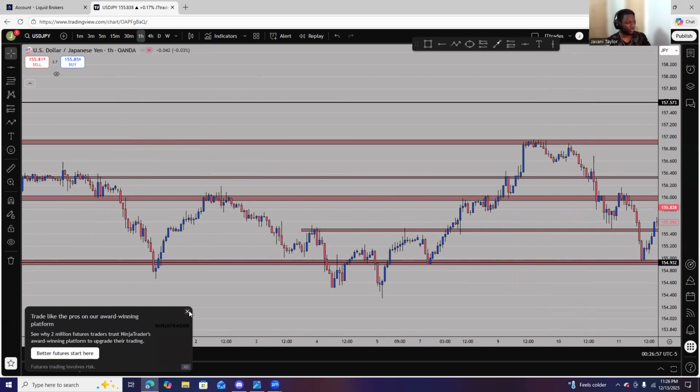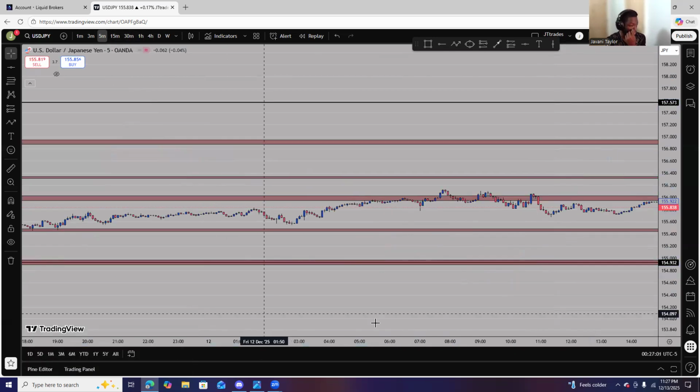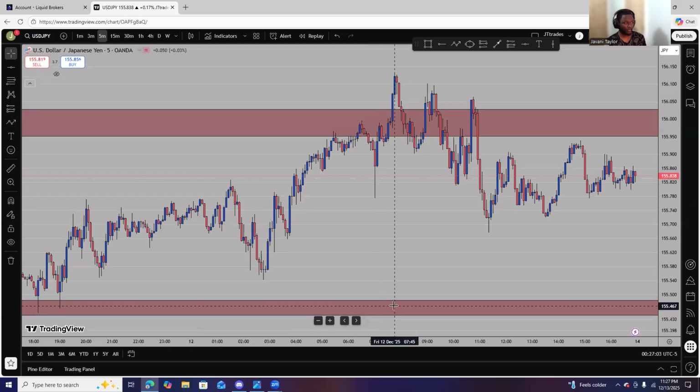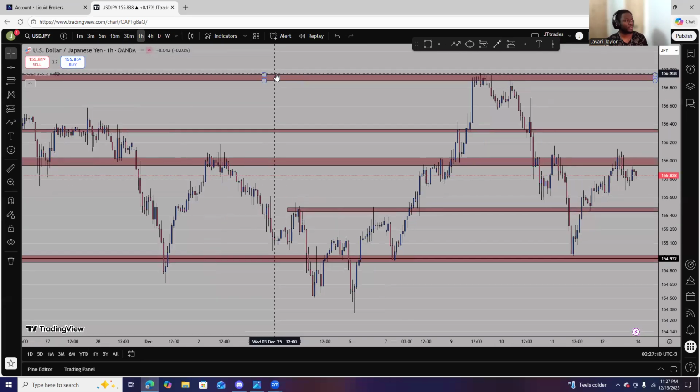All right, how you take your entries, you want to get down to the smaller time frame. Now, let's get into entries a different day. You just want to find market structure. You want to see where the market is going.